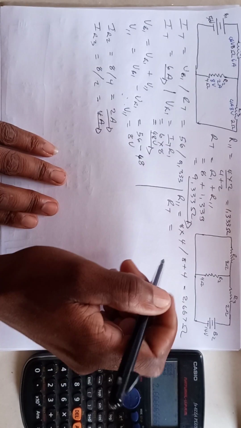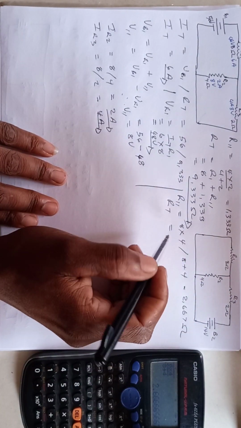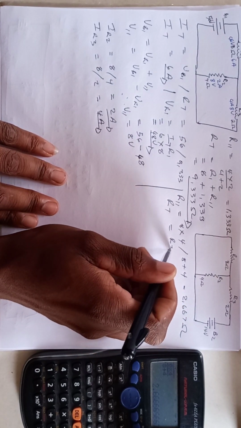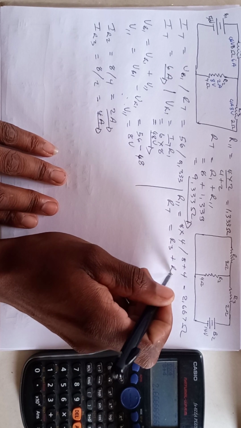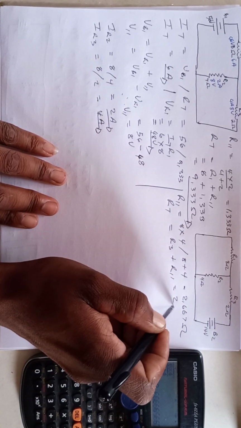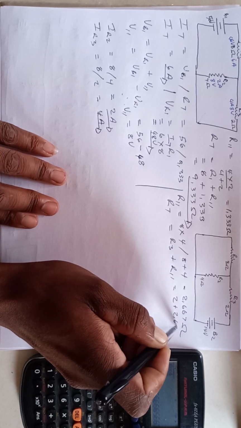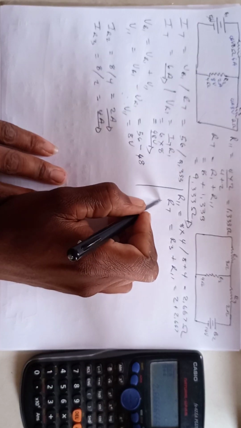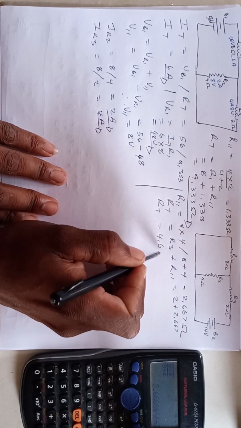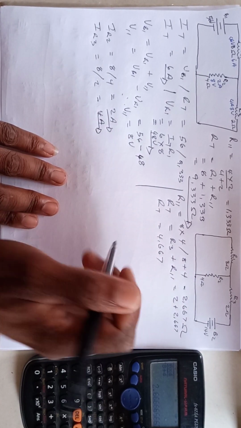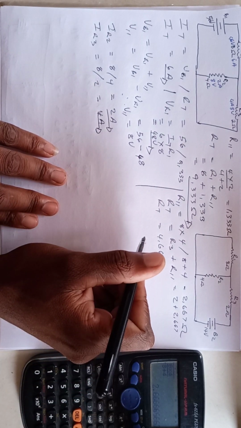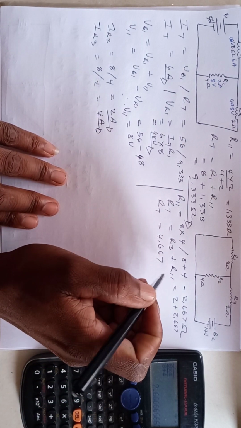Now we want the total resistance. We still use that same formula, but now our R that is in series is R3 plus R parallel. This would be 2 plus 2.667. Then the total resistance for this circuit is 4.667.